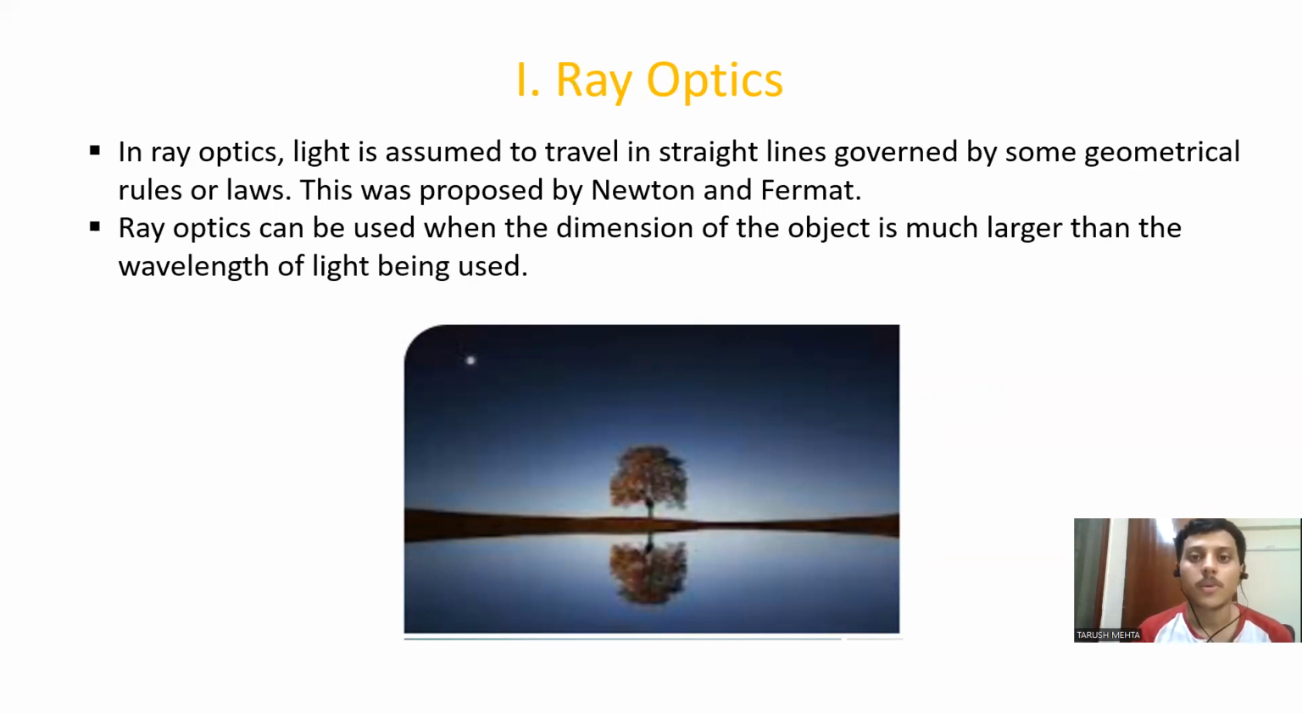So we start with ray optics. In ray optics, light is assumed to travel in straight lines, and it is governed by some geometrical rules or laws. This theory was first proposed by two scientists, Newton and Fermat. Now ray optics is a valid theory whenever the dimension of the object is much larger than the wavelength of the light that is being used.